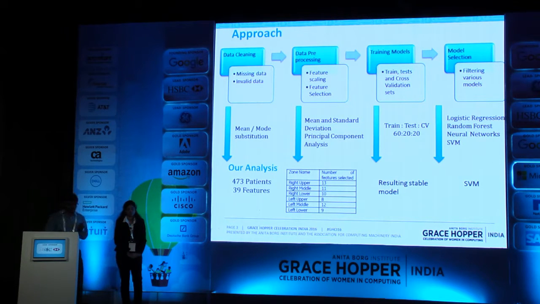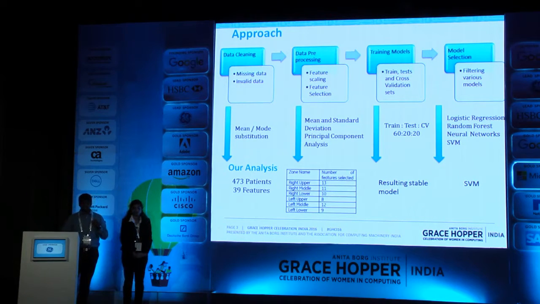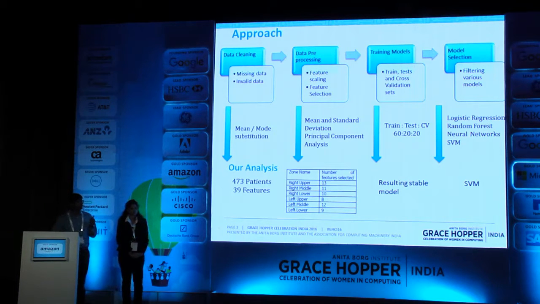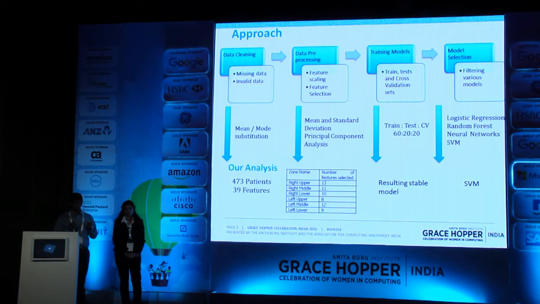The last one is model selection. In model selection, we have considered a few candidate classifiers like logistic regression, random forest, neural networks, and SVM. And we got down to SVM. There are many reasons why we chose SVM. One of the reasons is that SVM, if you compare it to neural networks, is faster to train as the data set is small, and we don't have to train for such a long time for such a small data set. And it is more efficient than logistic regression.